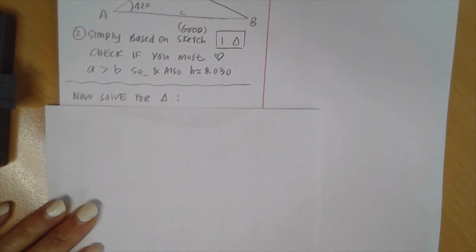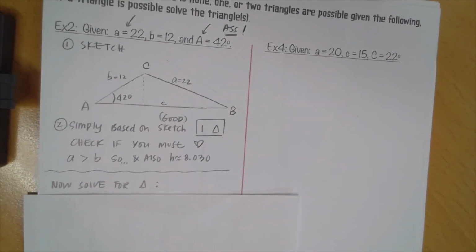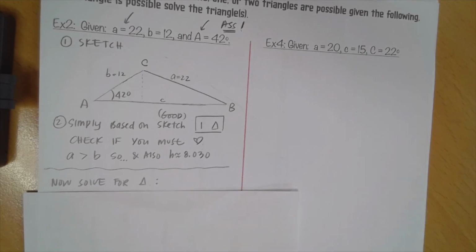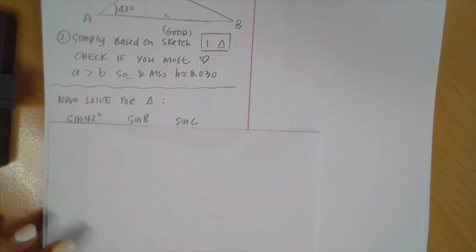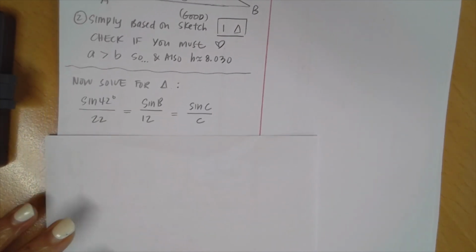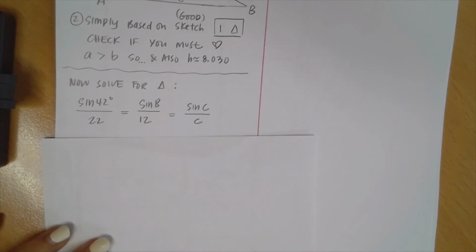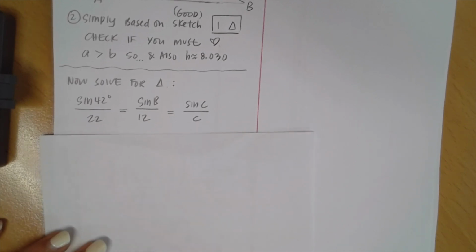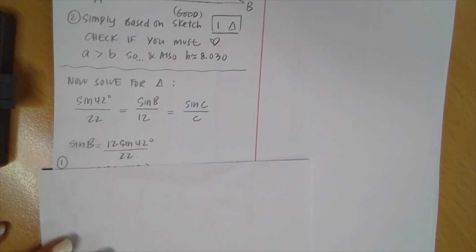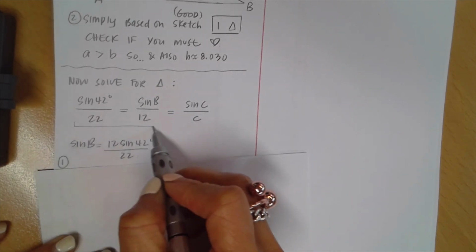So I showed all my work. If you want, you can go ahead and screenshot this and try to understand the work, okay? Now solve for the triangle. So I'm going to solve for this triangle, okay? I set it up: sine 42 over 22 equals sine B over 12 equals sine C over side C, okay? So these are the things that we don't know, but we already know sine of the angle, so that means I'm going to solve this one first, right?